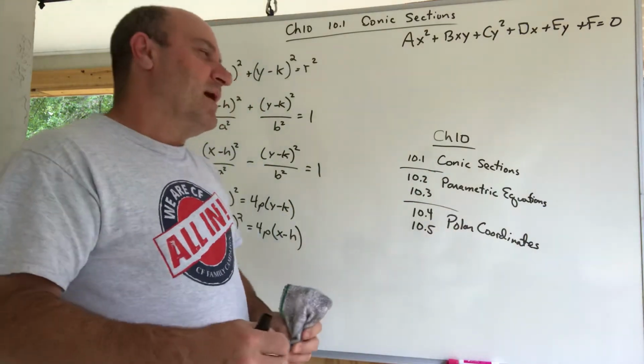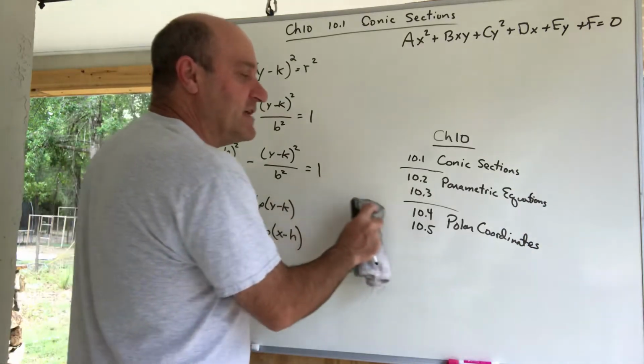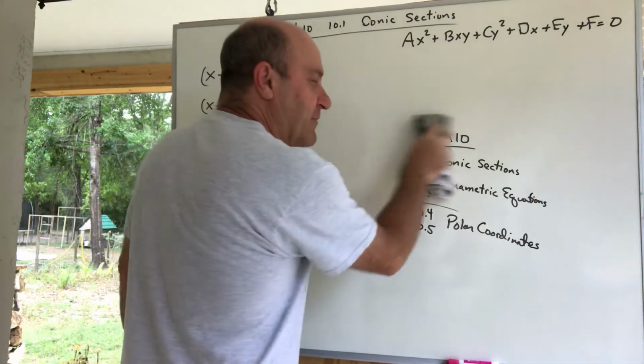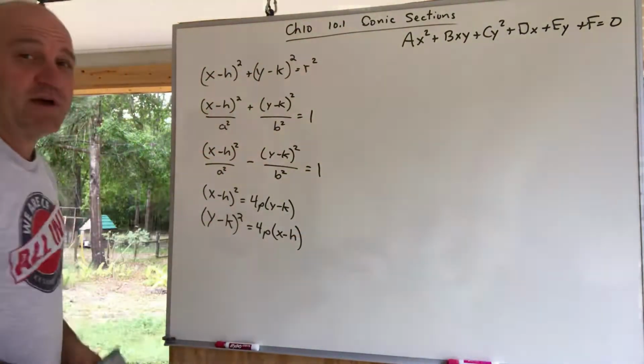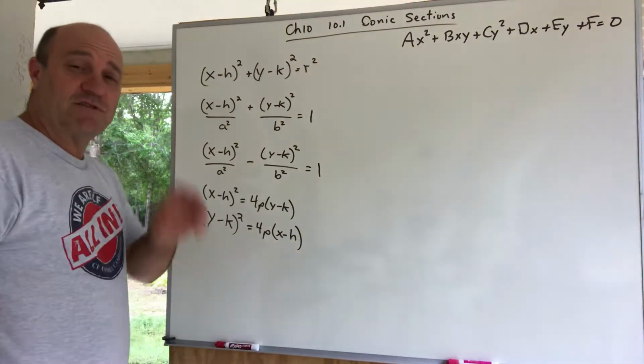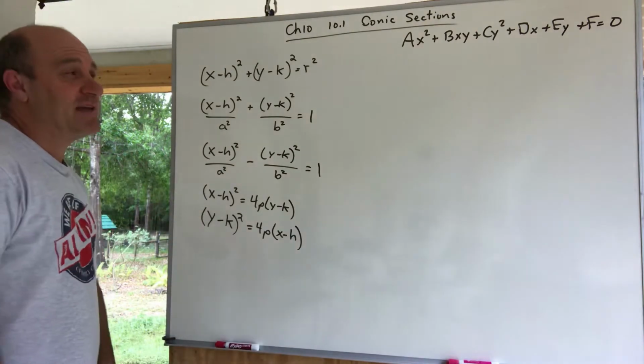I'm going to erase this. That's just a little outline of the chapter. And I want to start talking about these conic sections. So I've got all these equations written up here. I guess sometimes it's good to pause and you can kind of write this down or look at it.